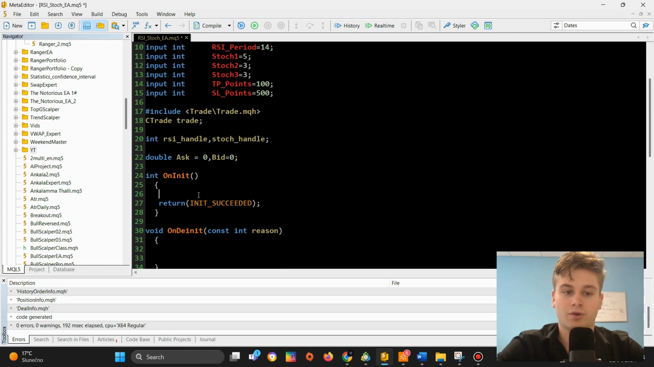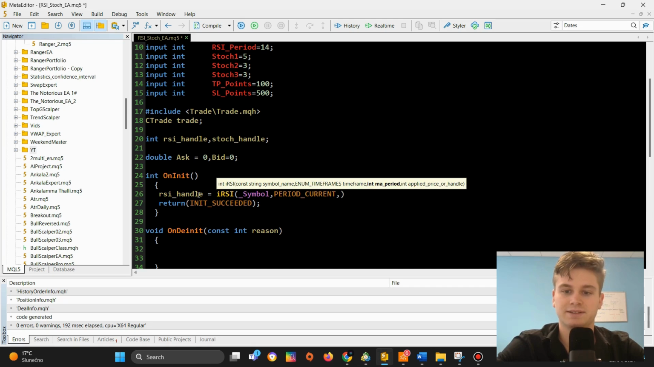Then in the OnInit function, I have to assign the indicators to the handles. For the RSI handle, it's going to be the RSI indicator for the current symbol, current period, the moving average period will be RSI period, and the applied price will be the closing price.